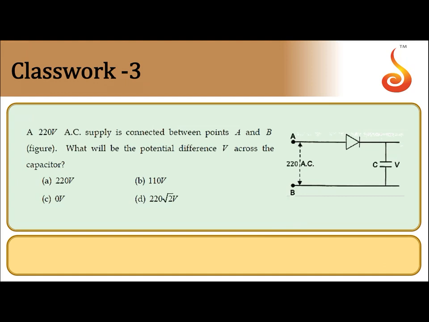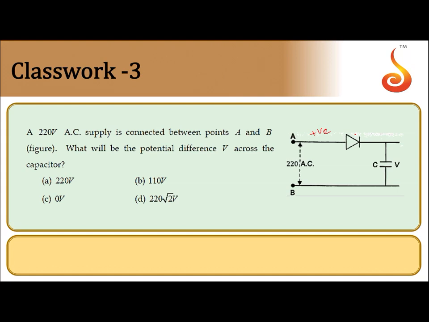Moving on to next one. A 220 volt AC supply is connected between points A and B. What will be the potential difference V across the capacitor? Now, diode will conduct only during positive half cycle of AC. So it acts like a half wave rectifier. Now, during the positive half cycle, PN junction conducts. So peak voltage across the capacitor will be equal to peak voltage of AC.